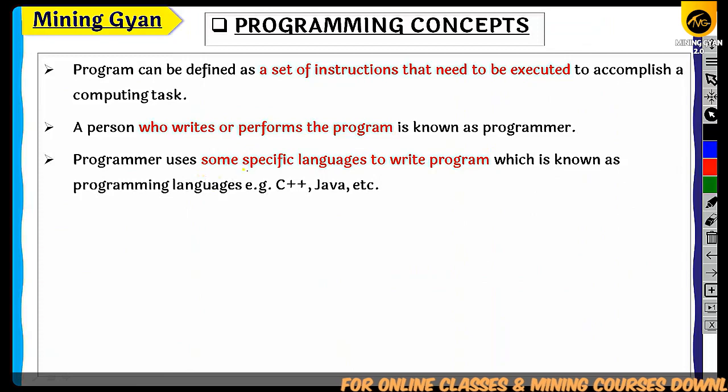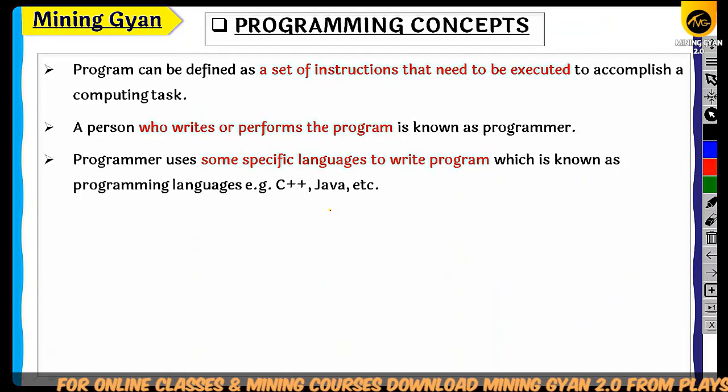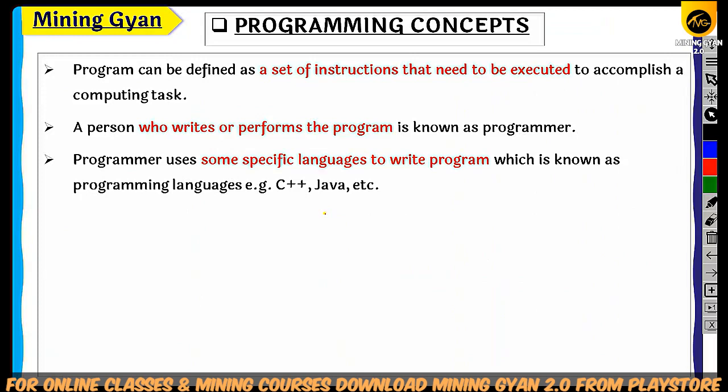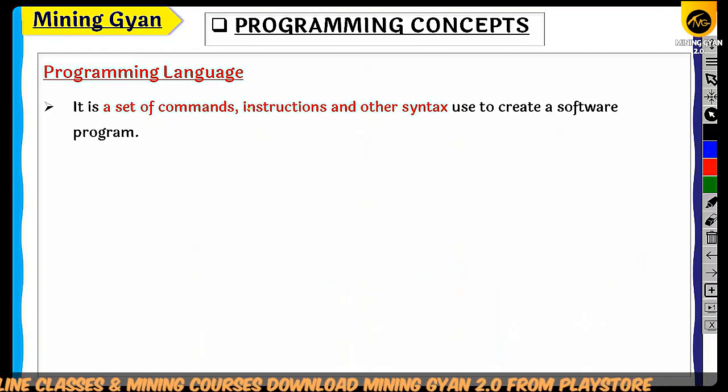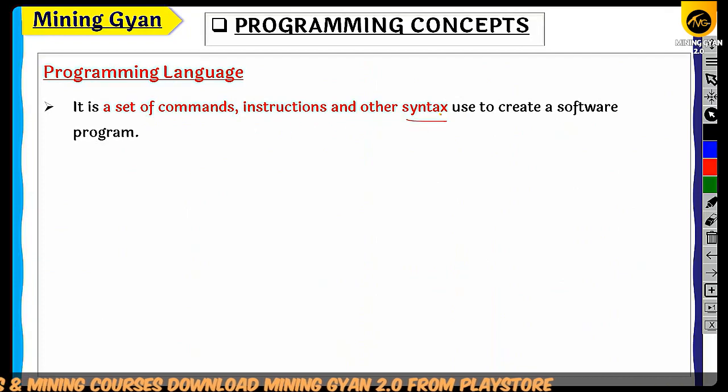The programmer is the person who designs the set of instructions, which is called the program. The programmer uses specific languages to write programs, which are known as programming languages. For example, C++ and Java are types of programming languages. So the programming language is a set of commands, instructions, and other syntax used to create a software program.